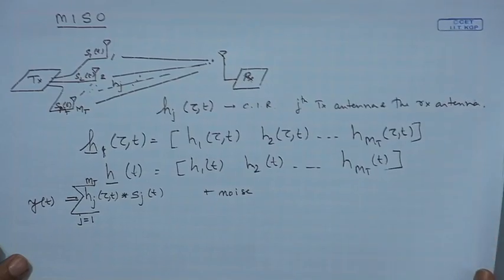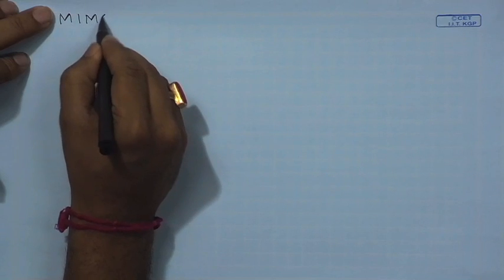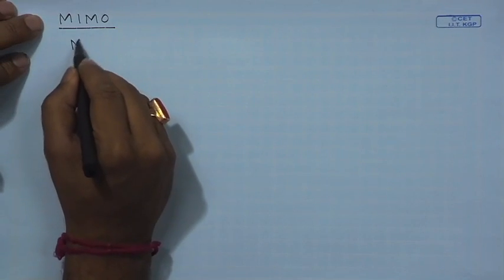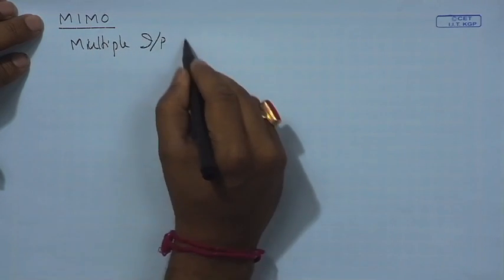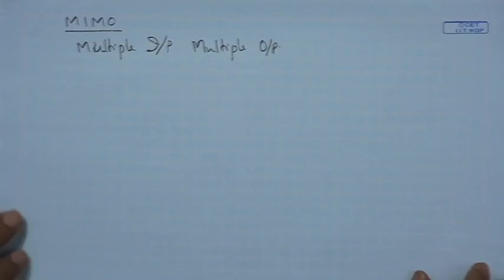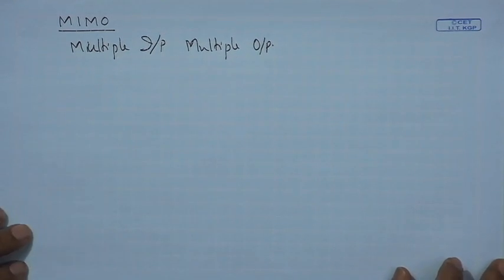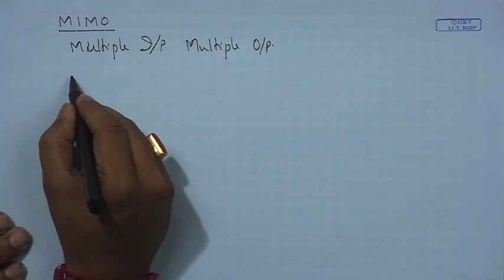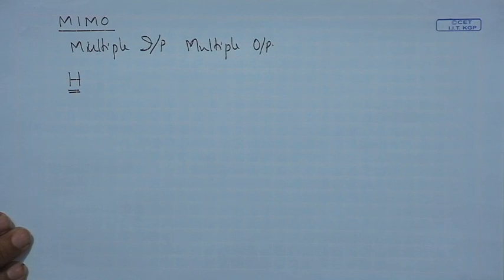So with this, if we move ahead, the next natural step for us would be to describe the MIMO case. So that is the first time we are encountering MIMO, multiple input, multiple output. So in this case, naturally it is a combination of the previous two cases. So what we have is the H matrix. Now we write it in capital H. This is usually the notation.